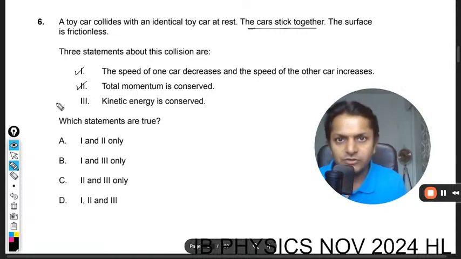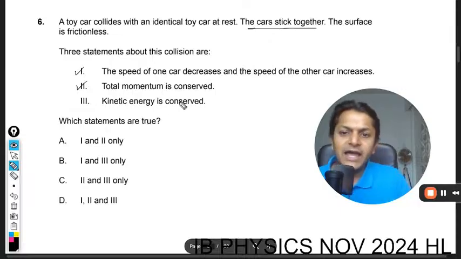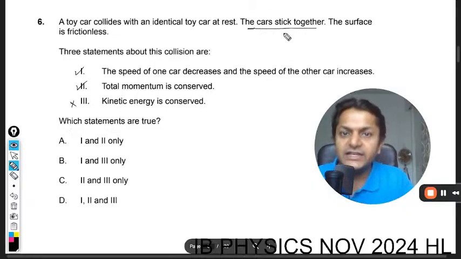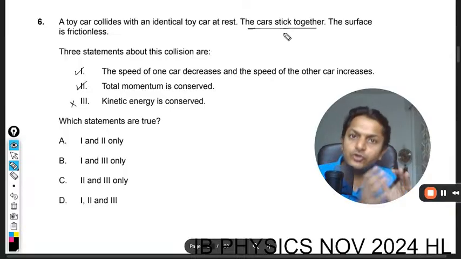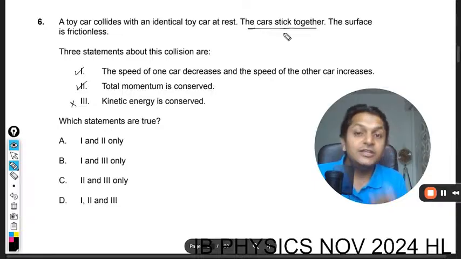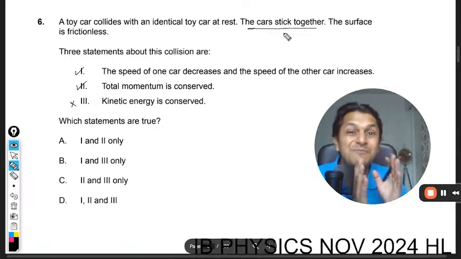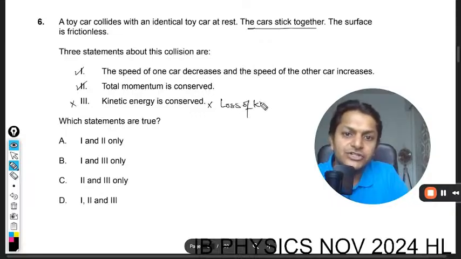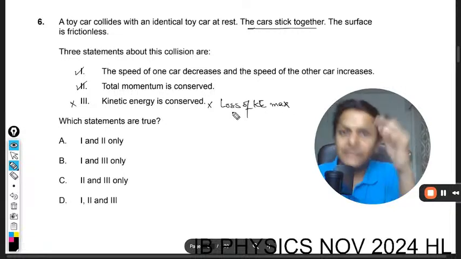So momentum is always conserved, no thinking involved. Kinetic energy is conserved, never. Kinetic energy is not conserved here. This is a perfectly inelastic collision. In fact, after the collision, when two bodies stick together and start moving together, the loss of kinetic energy is maximum. So, is kinetic energy conserved? No, but the loss of kinetic energy becomes maximum in that particular case.